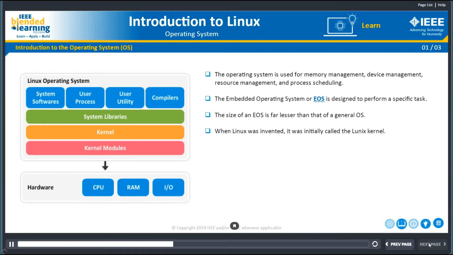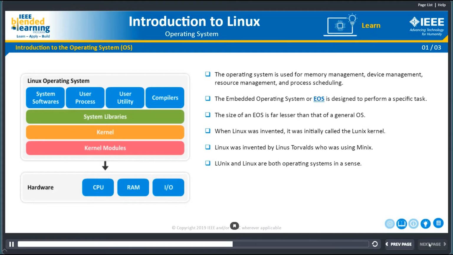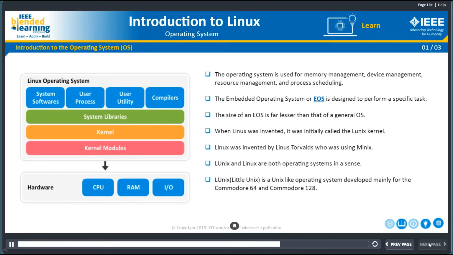When Linux was invented, it was initially called the Lunix kernel. Linux was invented by Linus Torvalds, who was using Minix. Lunix and Linux are both operating systems in a sense. Lunix, or Little Unix, is a Unix-like operating system developed mainly for the Commodore 64 and Commodore 128. Linux is also a Unix-like operating system. To be precise, it's the kernel.